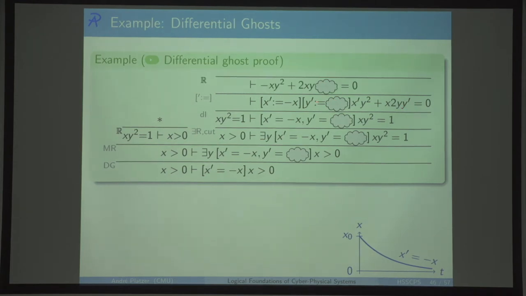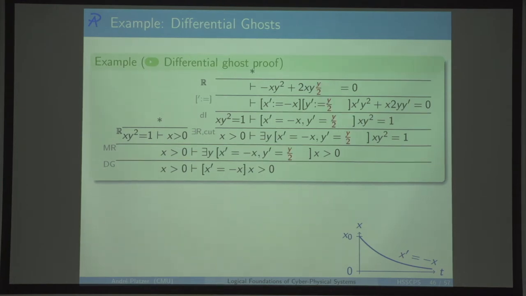But I can plug it in. I can plug in funny cloud for y prime, and I can plug in minus x for x prime. I get this expression. What do I do? Solve for the cloud, right? I solve for the cloud and say, well, that's easy to solve. All I need to do is plug in y over 2 everywhere.